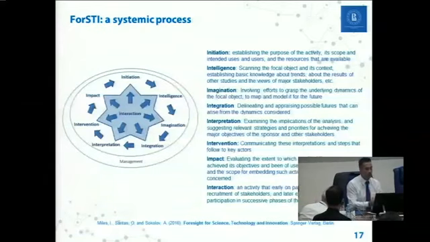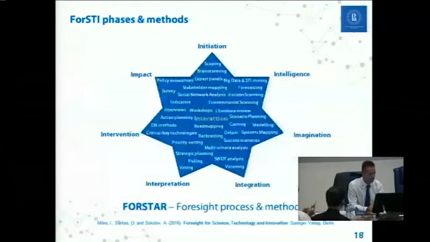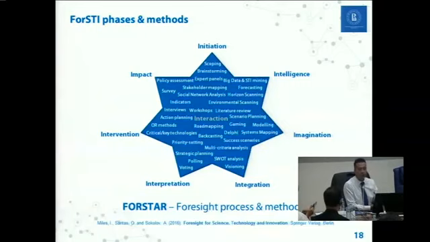And then we do the assessment of this impact at the end of the activity. So we'll look at whether we have done something useful or it can be improved in the next round. And the activity is interactive with the engagement of stakeholders. And we have quite a number of methods we can use for this process. So this is our ForSTI, and it explains Foresight processes and frequently used methods for each of these phases.